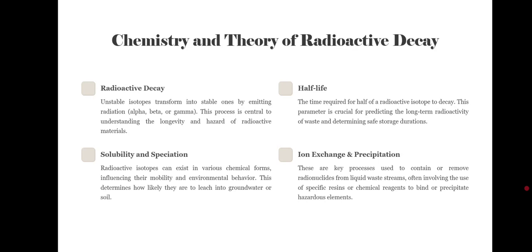The materials behave differently in the environment depending on their chemical form and solubility, influencing their mobility and environmental behavior. This determines how likely they are to leach into groundwater or soil. Ion exchange and precipitation are the key processes used to contain or remove radionuclides from liquid waste streams, often involving the use of specific resins or chemical reagents to bind or precipitate hazardous elements.